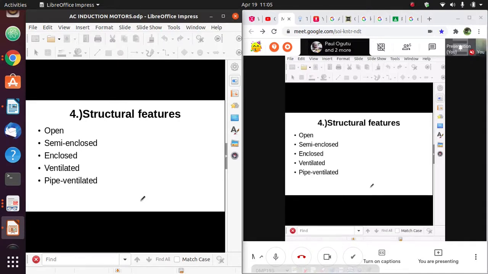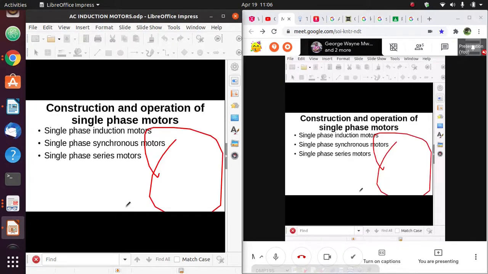But this is just the basic motors, the basic structural features. It can be open, it can be semi-enclosed, it can be enclosed, it can be ventilated, it can be pipe ventilated. You can go look at the differences later on. You can go look at the pictures and see what the differences are, but depending on the application, we can have the stator or the motor or the frame either open, semi-enclosed, enclosed, ventilated and the like. Are we together until that point?